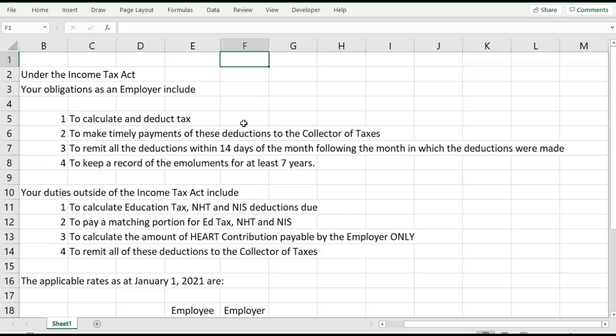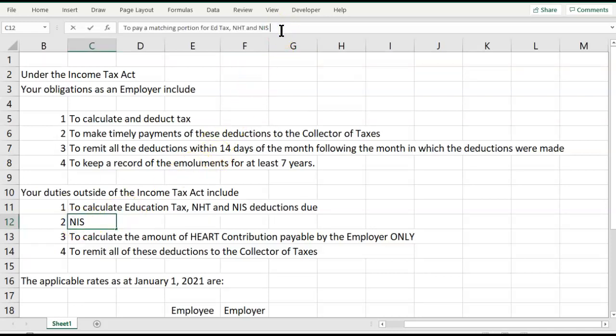There is what is known as employer's contribution. So I'm going to put in brackets here, employer's contribution. So notice it is not going to be described as a deduction, because you're not deducting it from the employer's salary. It is called a contribution. Good.